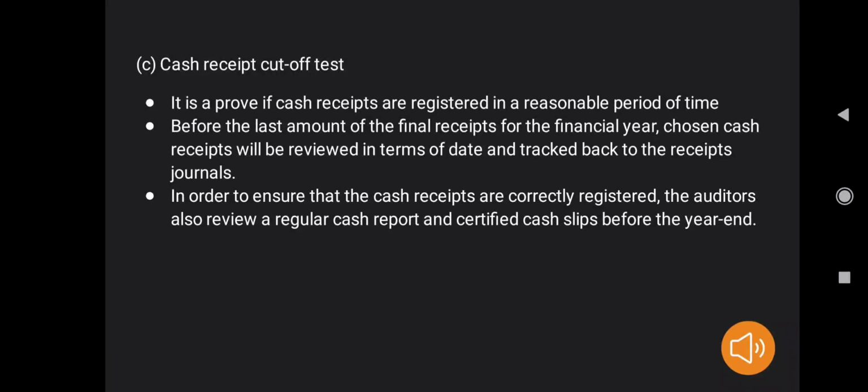And the last one, cash receipt cut-off test. This test is designed to prove whether cash receipts are registered in a reasonable period of time. So before the last number of the final receipts for the financial year, chosen cash receipts will be reviewed in terms of date and tracked back to the receipt journals. In order to ensure that the cash receipts are correctly registered, the auditors also review a regular cash report and certified cash slips before the year end.